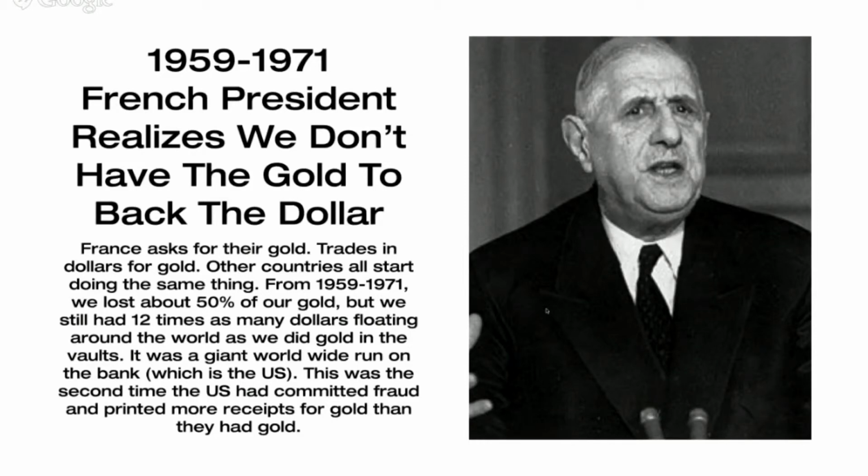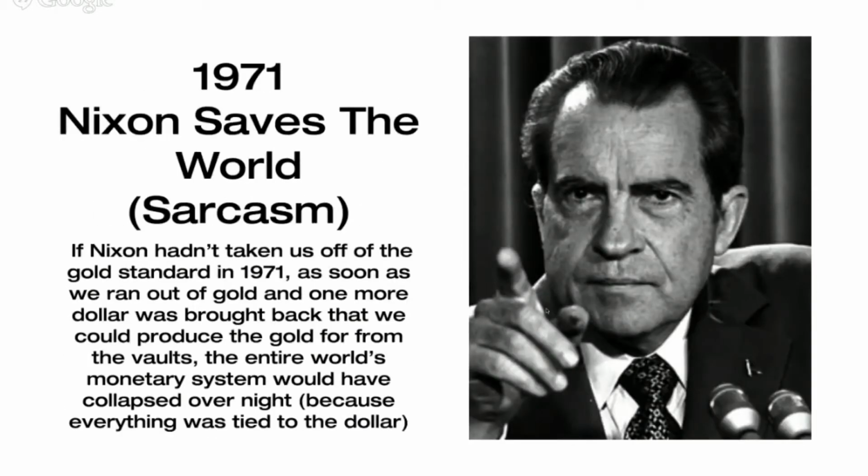And then basically in 1971, Nixon saved the world. Sarcasm, fully there, right? Nixon had taken us off the gold standard in 1971 because as soon as we had run out of gold in the bank and there was one more dollar brought back to the US that we couldn't produce the gold from the vaults for, the entire world's monetary system would have collapsed overnight because everything was tied to the dollar, right? So as far as Nixon was concerned, and all the people who supported this, they were saving the world from monetary collapse at the time. So they kicked the can down the road to us 40 years later, right?